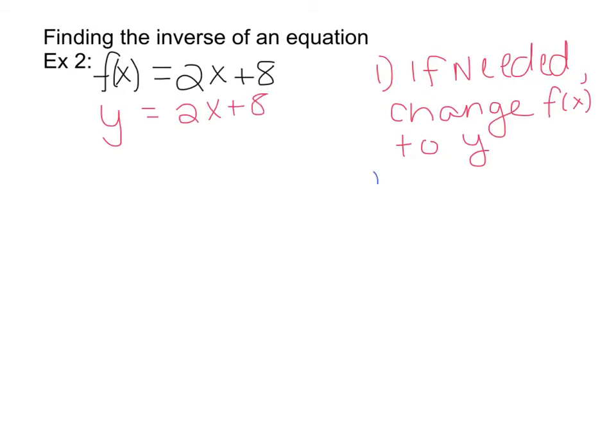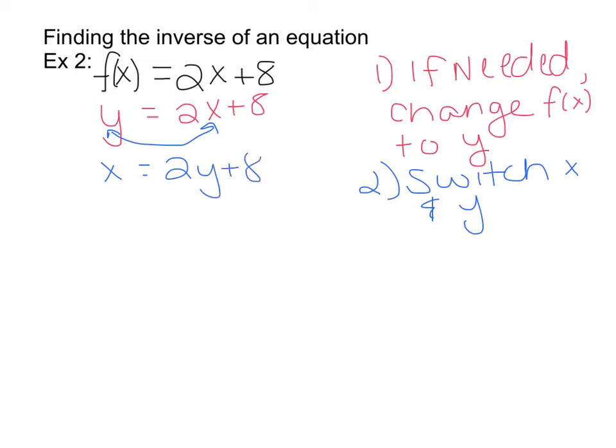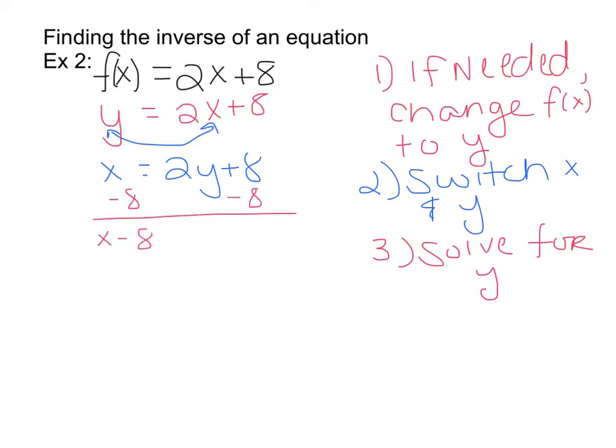After you do that, your second step is going to be to switch x and y. So what we do is we swap them. So we get x equals 2y plus 8. Okay, step 3 is going to be to solve for y. I'm going to start by subtracting 8. So that gives me x minus 8 equals 2y. Divide by 2. So that gives me 1/2 x minus 4 equals y.